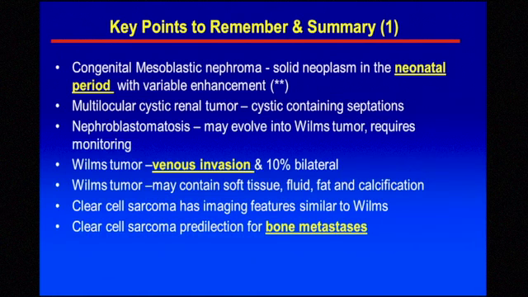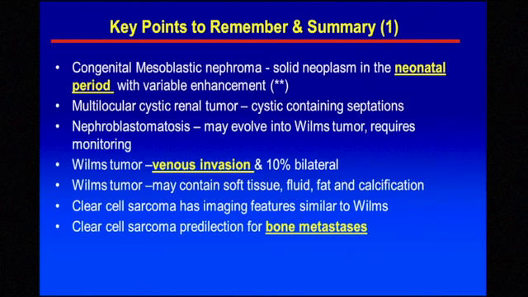We're wrapping it up here with a few key points. So let's see, talking about the newborn child, congenital mesoblastic nephroma, a solid neoplasm seen almost exclusively in the neonatal period with variable enhancement. And those little stars are to remind me to say occasionally you can see medullary nephrocalcinosis and know that you're dealing with the cellular form of mesoblastic nephroma. Multilocular cystic renal tumor in a little bit older group containing cysts with septations.